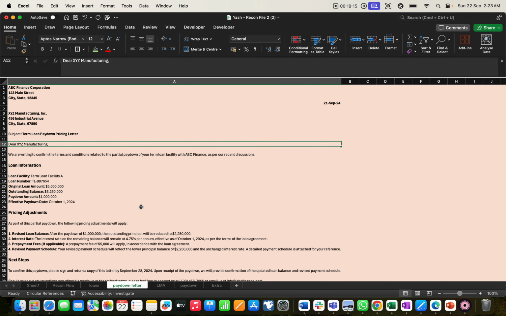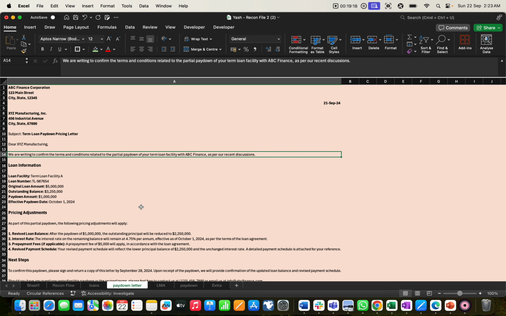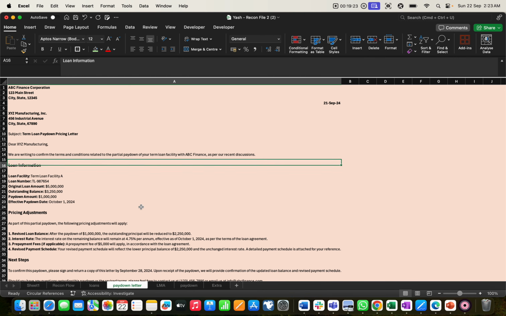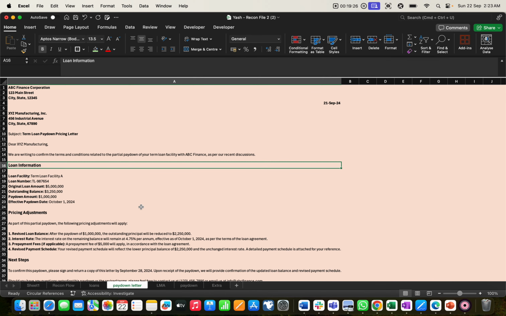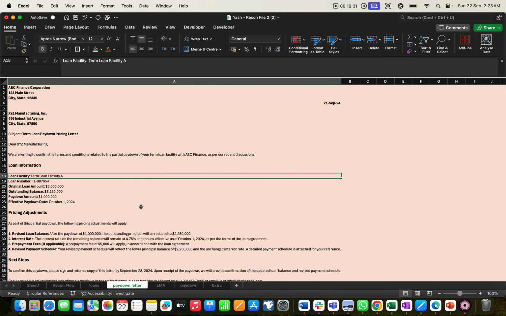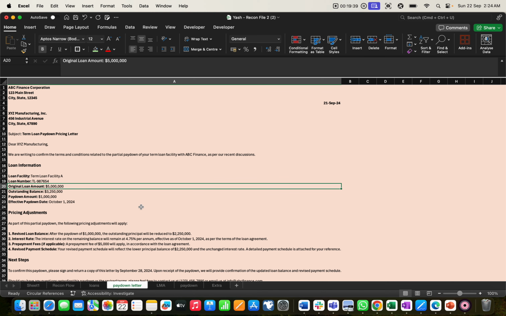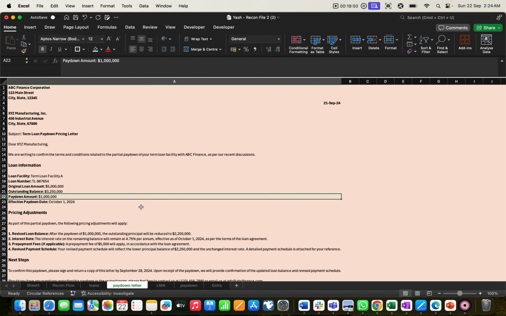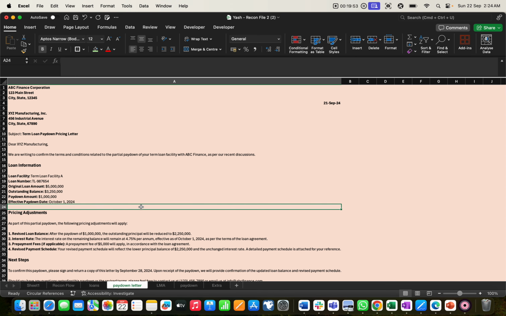So they are writing to XYZ Manufacturing regarding the release of that term loan facility for ABC Corp as per a recent discussion. They have a discussion going on, but everything should be on paper before it gets sorted out. So they are releasing the paper like a term paper. The loan facility type is this, the loan number is this, the originated loan amount is around 5 million, and the outstanding amount is 3.25 million. The paydown amount is 1 million. Everything is mentioned on this.